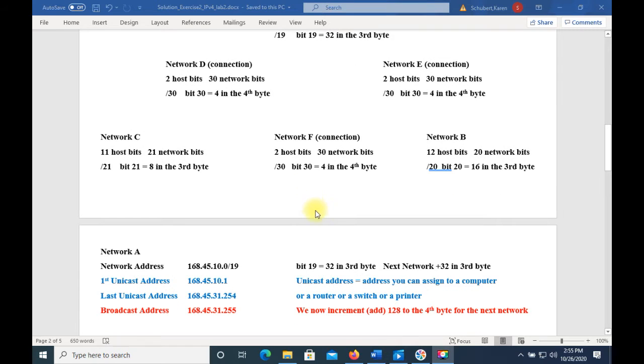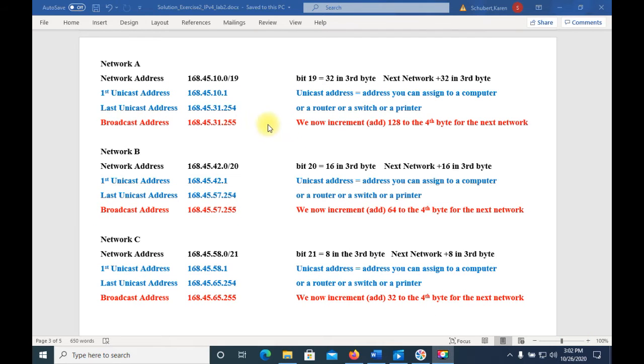That leaves us with the following networks. Here are our location networks. Network A, we maintain the original network address of 168.45.10.0, but we change the mask to /19 as opposed to /16, indicating we're using 19 network bits. Bit 19 is worth 32, it's in the 3rd byte, so we know we have to add 32 to the 3rd byte to get to the next network.